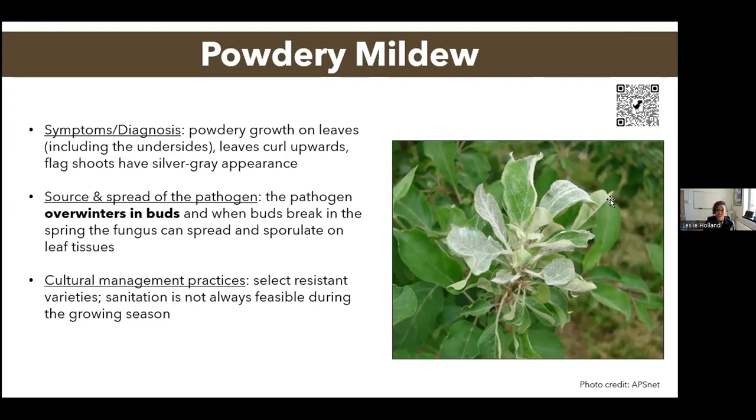And unfortunately, sanitation is not always feasible during the growing season. I think recommendations are if you have younger trees with fewer infections, that's probably feasible in terms of that manual sanitation removal of infections. But on a larger scale, it's not always feasible. But we do have fungicide chemistries that can help control this disease.